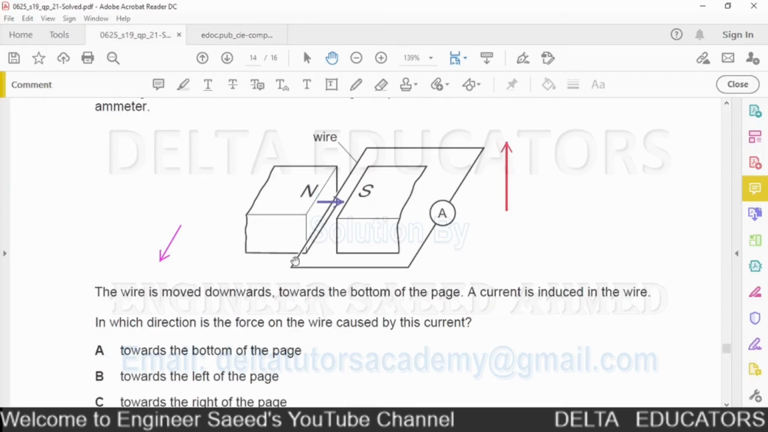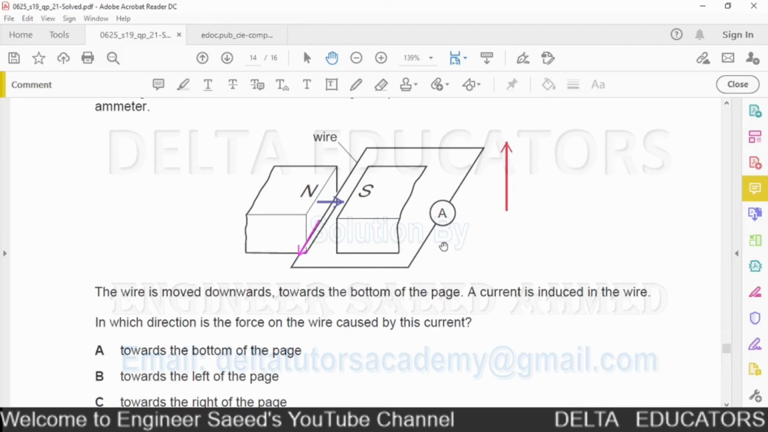Here our conductor is moving in the downward direction. So the direction of the thumb will be in the downward direction. The direction of the magnetic field is from north to south, that is shown here. So with the help of Fleming's right hand rule, we can get the direction of electrical current, and the direction of electrical current will be anti-clockwise. It will be in this direction.